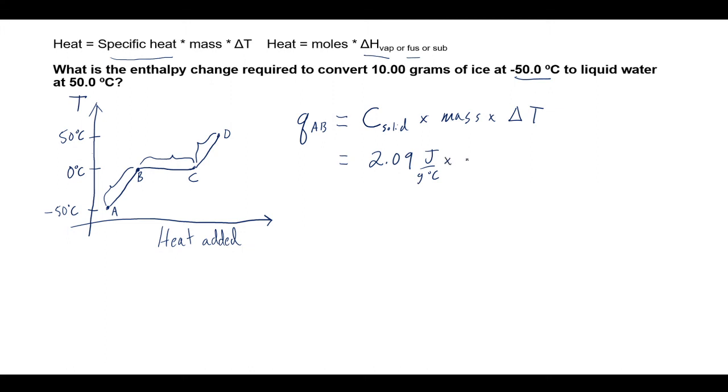I also need the mass here. Well, I'm told it's 10 grams. And then I need the change in temperature. Remember A to B, final temperature 0, minus initial temperature negative 50. So that comes out to positive 50.